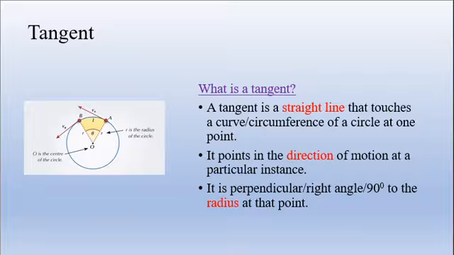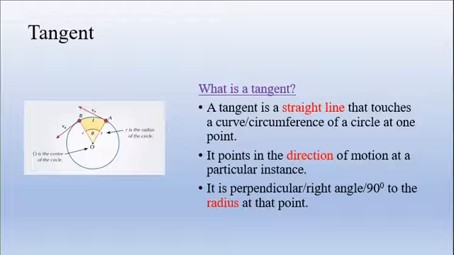When the concept of a tangent is applied to circular motion, which is literally an object moving in a circle, and the key word being motion, that straight line becomes the direction of motion for an object, but only at a particular instant. A key property of a tangent is that its direction of motion at that instant is perpendicular to the radius of the circle.